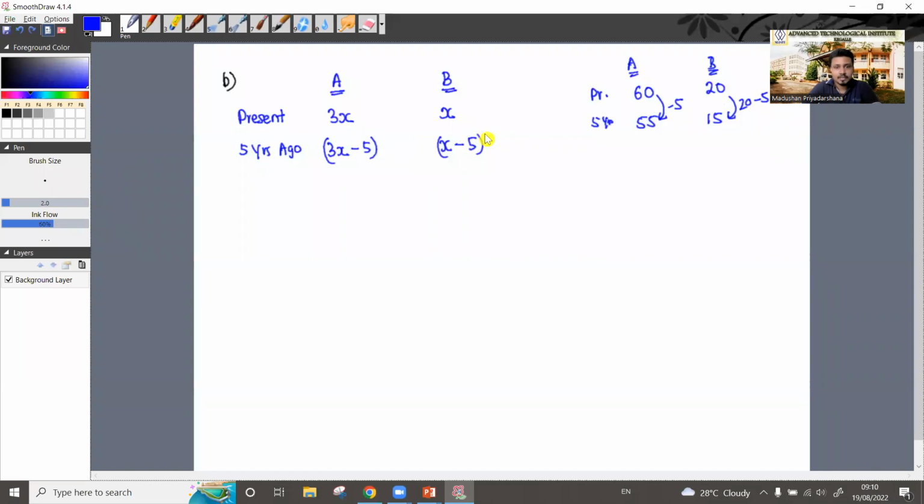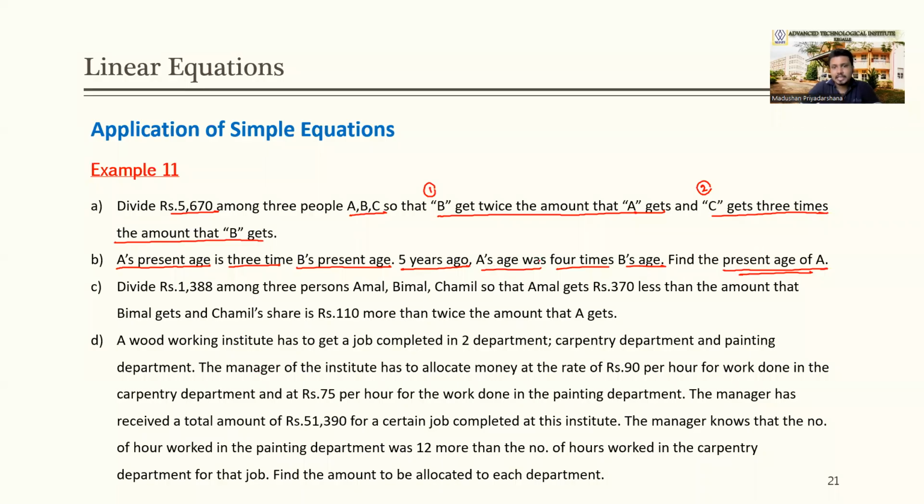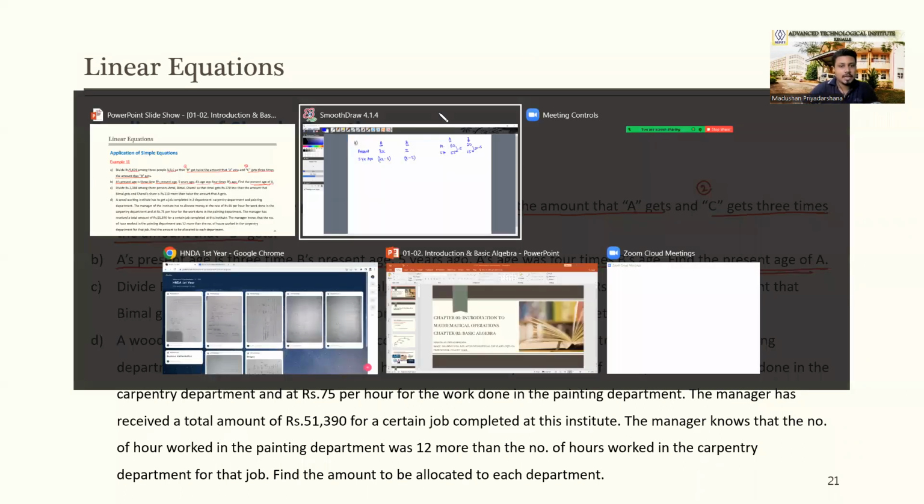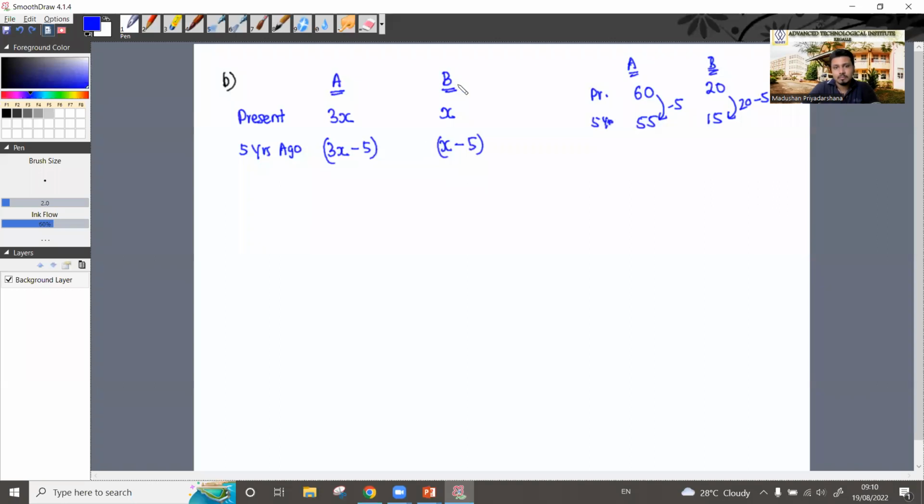But what it says here in the next sentence, see, A's age was 4 times B's age. 5 years ago, A's age was 4 times B's age. Here are the ages of both 5 years ago. B's age 5 years ago is x minus 5. A's age 5 years ago is 3x minus 5. If we multiply B's age 5 years ago by 4, then it should equal what? The age of A 5 years ago.